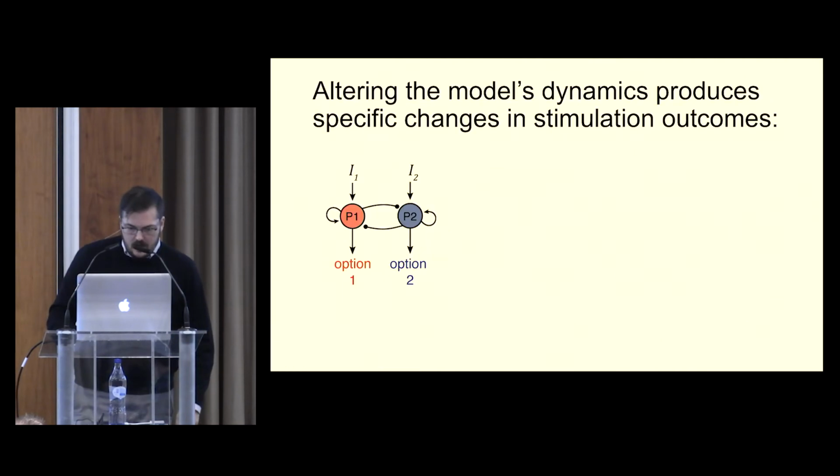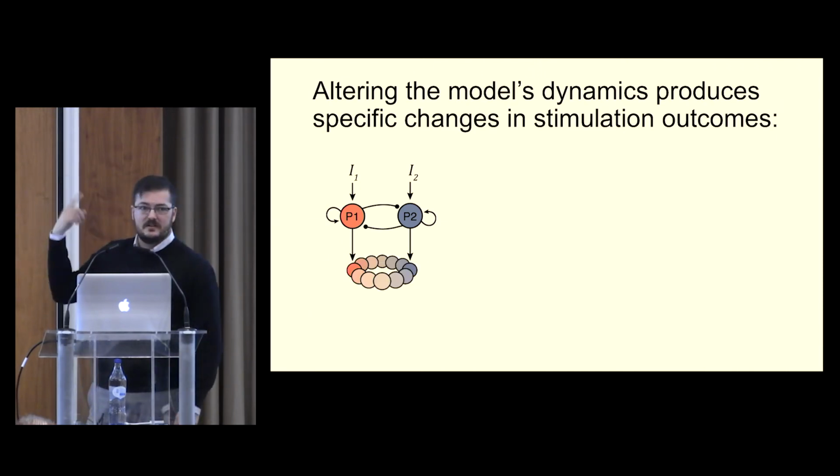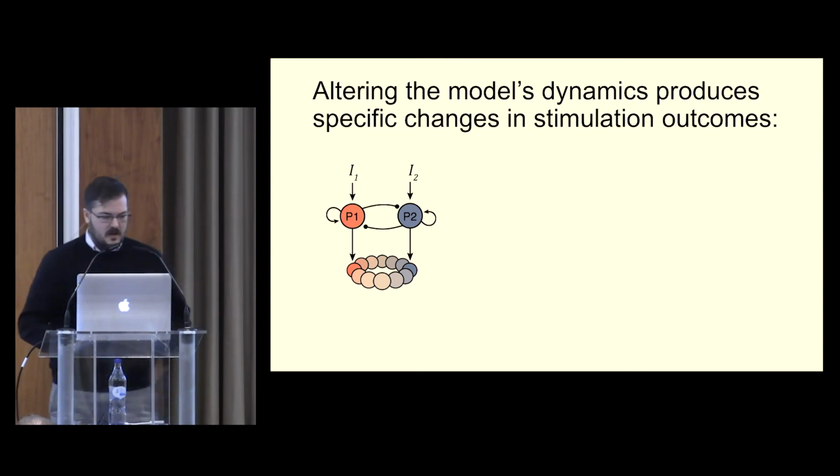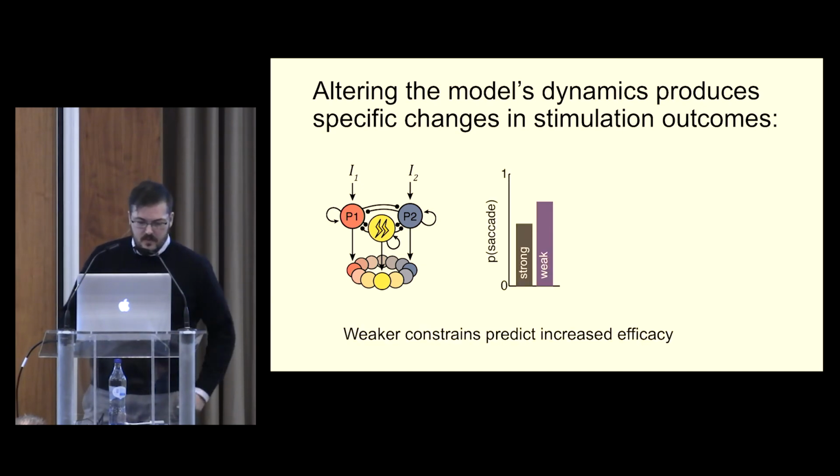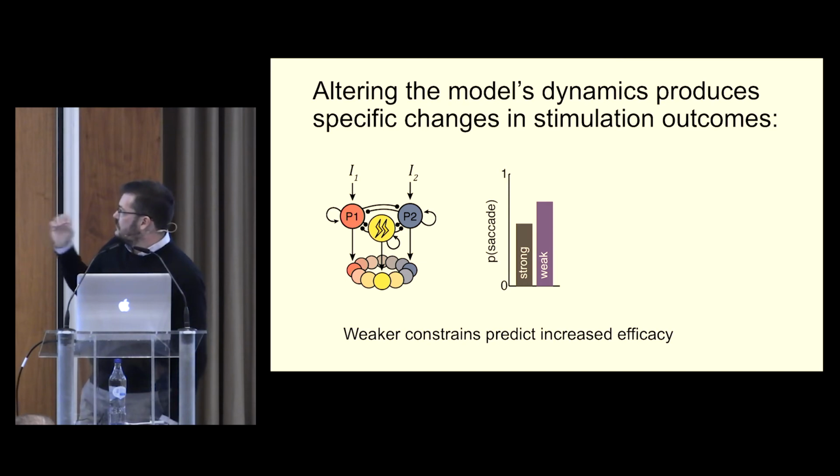So we can use the exact same model to make really specific predictions for what we would expect to see here. We do have to make a few changes. We have to change that binary decision layer to a continuous report so we can get a saccade vector out. And we have to add some pool that represents this third stimulated location. And when we do that, we find that if we set up the network to have weak constraints in it, it's actually easier to elicit a saccade.